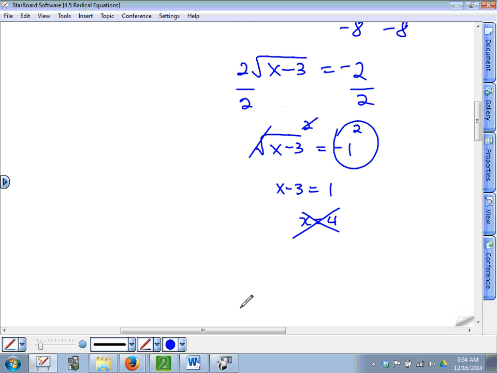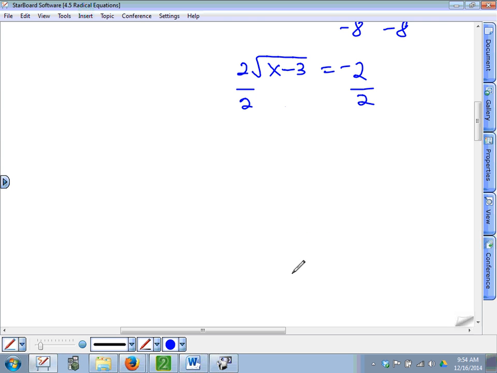Now here's, I need you guys to really try to understand this next part. You didn't actually have to go to the very end of the problem to figure out this problem was no good. You could have stopped right here and said, hey, this is not going to work. Why? Because negative 1, you can't get that from a square root.